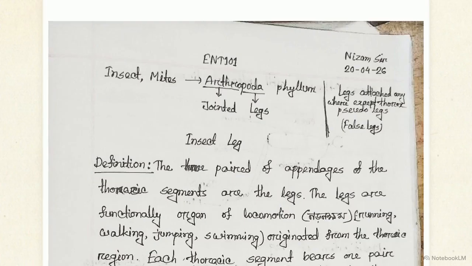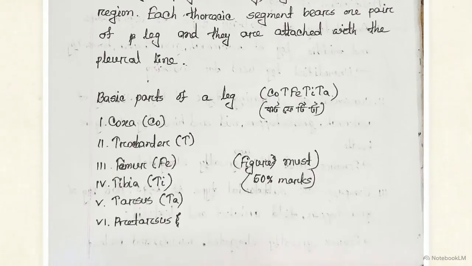This handwritten class note highlights a critical distinction for your exam. Any leg-like structure attached outside of the thorax is a pseudo-leg or false leg. True legs are strictly thoracic.